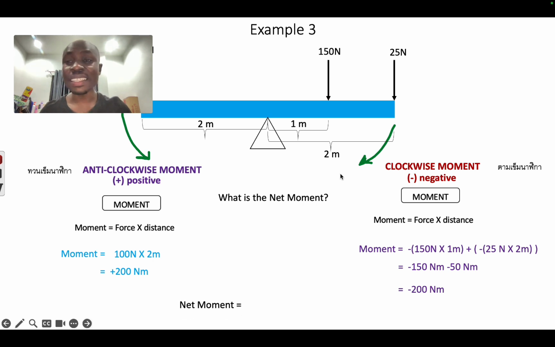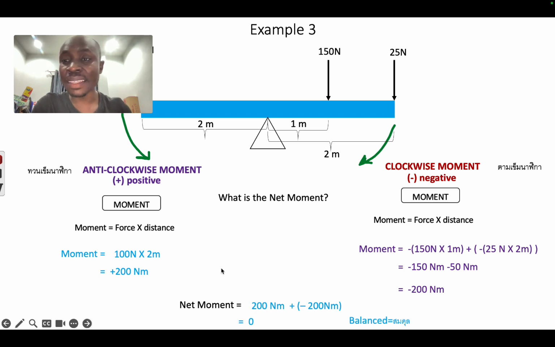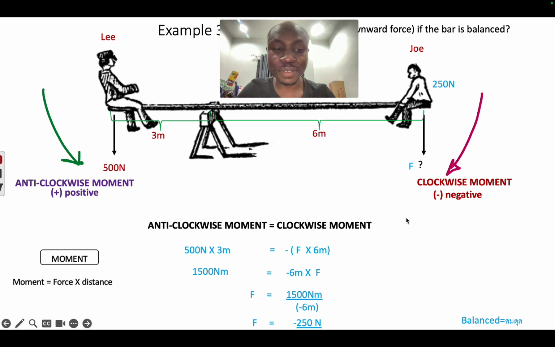Now, what is the net moment, the total? We have to add the anti-clockwise together with the clockwise. And that is going to be 200 newton meters plus minus 200 newton meters. And the answer is 0. So if the moment is 0, it means the bar does not move. It is balanced. Okay, it is balanced.